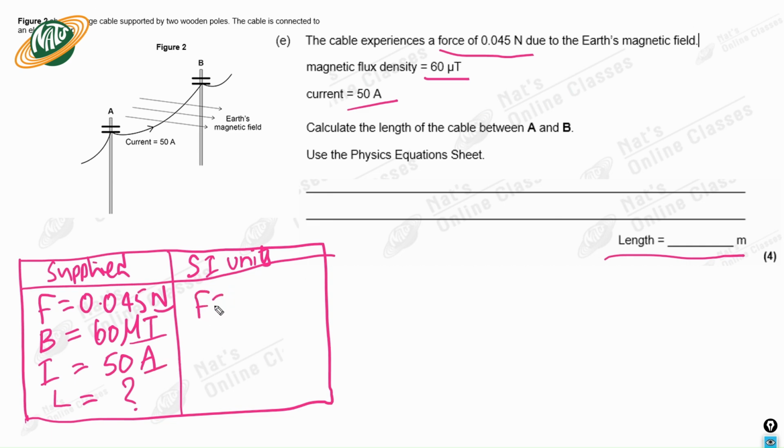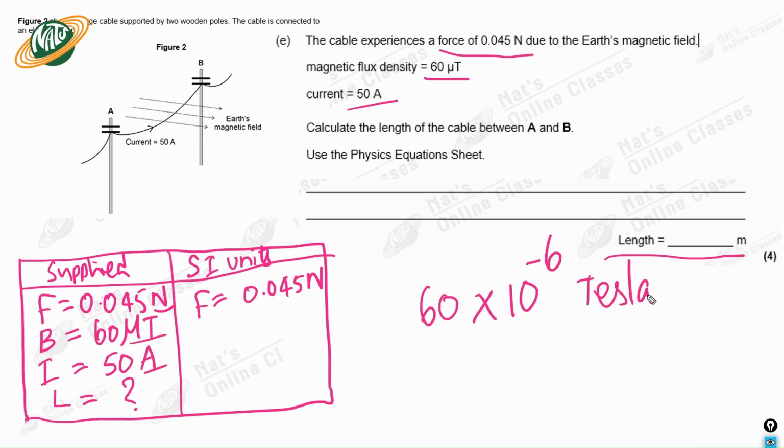Right, force, the SI unit is Newton, so 0.045 Newton, we don't need to convert. However, magnetic flux density is not in microtesla. The SI unit for magnetic flux density is Tesla. So how do we convert 60 microtesla to Tesla? I have already shared a video which is available in the description. Have a look at it. So if you want to convert microtesla to Tesla, you need to multiply by 10 to the power minus 6. So 60 microtesla can be converted to 60 times 10 to the power minus 6 Tesla.